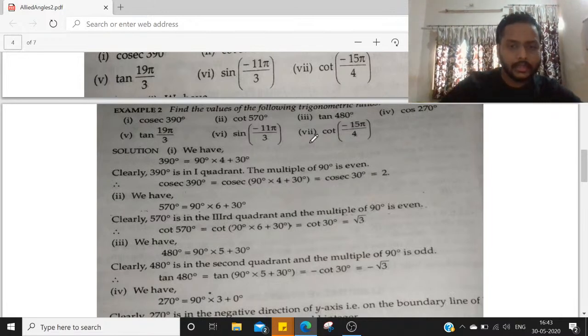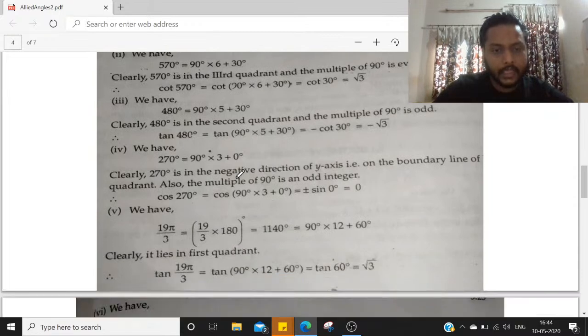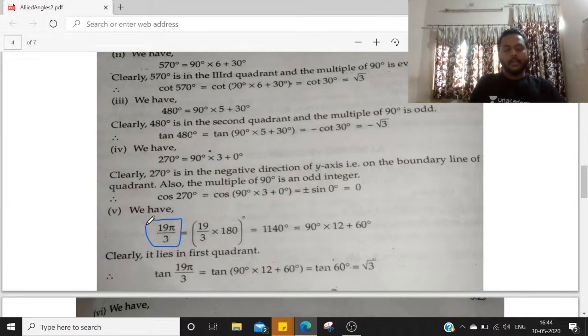And the next question that we have here guys is this one, let's talk about the pi questions now. अब बात करते हैं एक pi के question की, कि अगर आपको 19 pi by 3 दिया है तो इसको कैसे tackle करना है. When you have been given things in pi, I'm assuming कि आपको पहले से पता है कि pi में और degrees में relation क्या होता है.